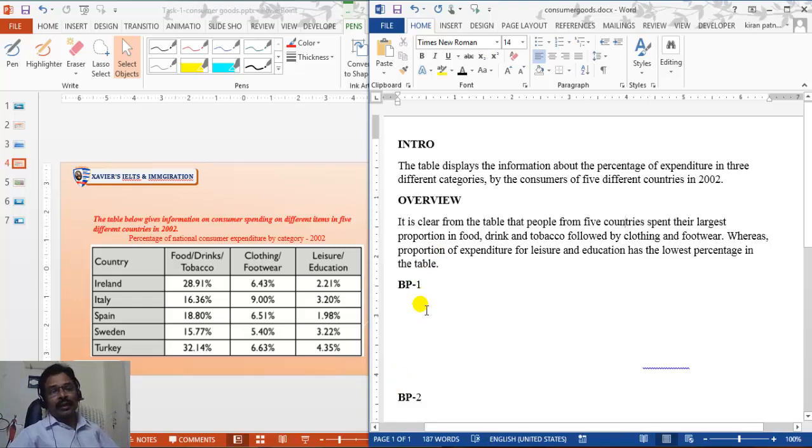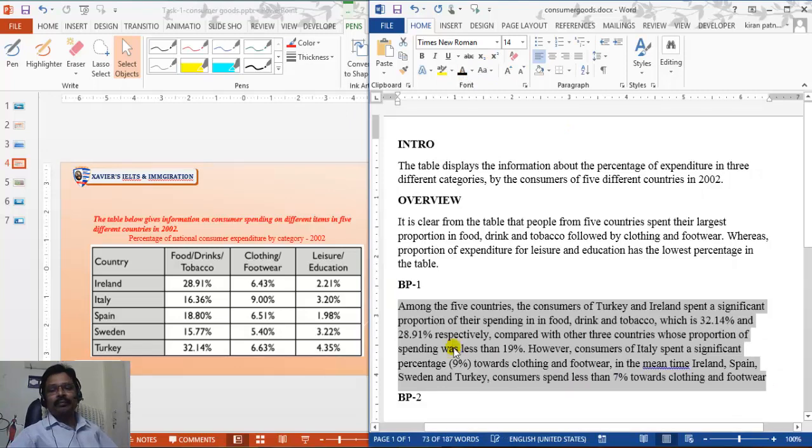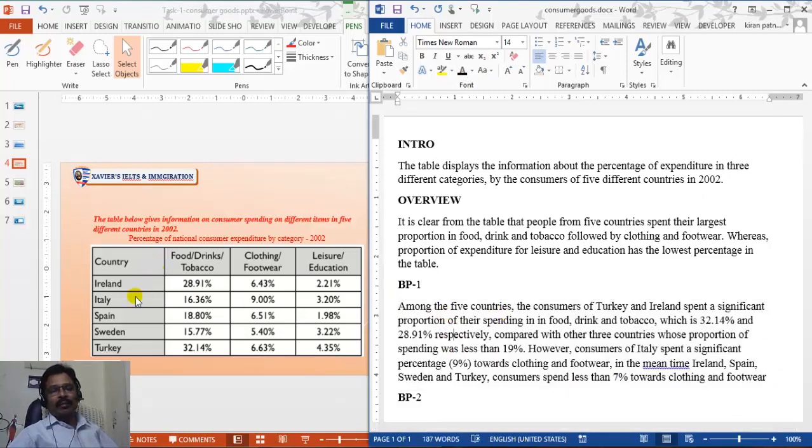Now the second plan begins. Now BP1, what do I have to write in BP1? In BP1 I have to mention these 2 categories, because my first line is talking about these 2 categories, right? The highest one, the maximum expenditure, followed by the second category. So that is what I'm going to cover in my BP1. So my BP1 will be in this way. See, among these 5 countries, I'm talking about all the key features. Now the point of key features comes.